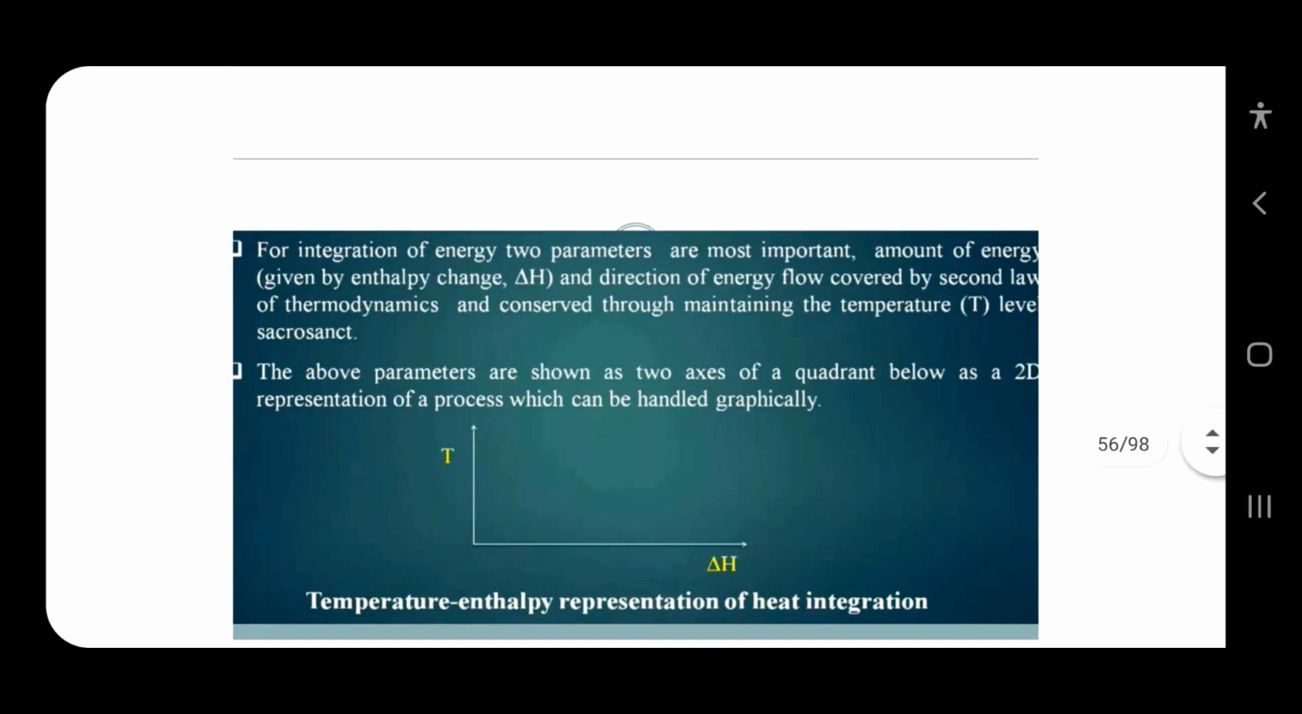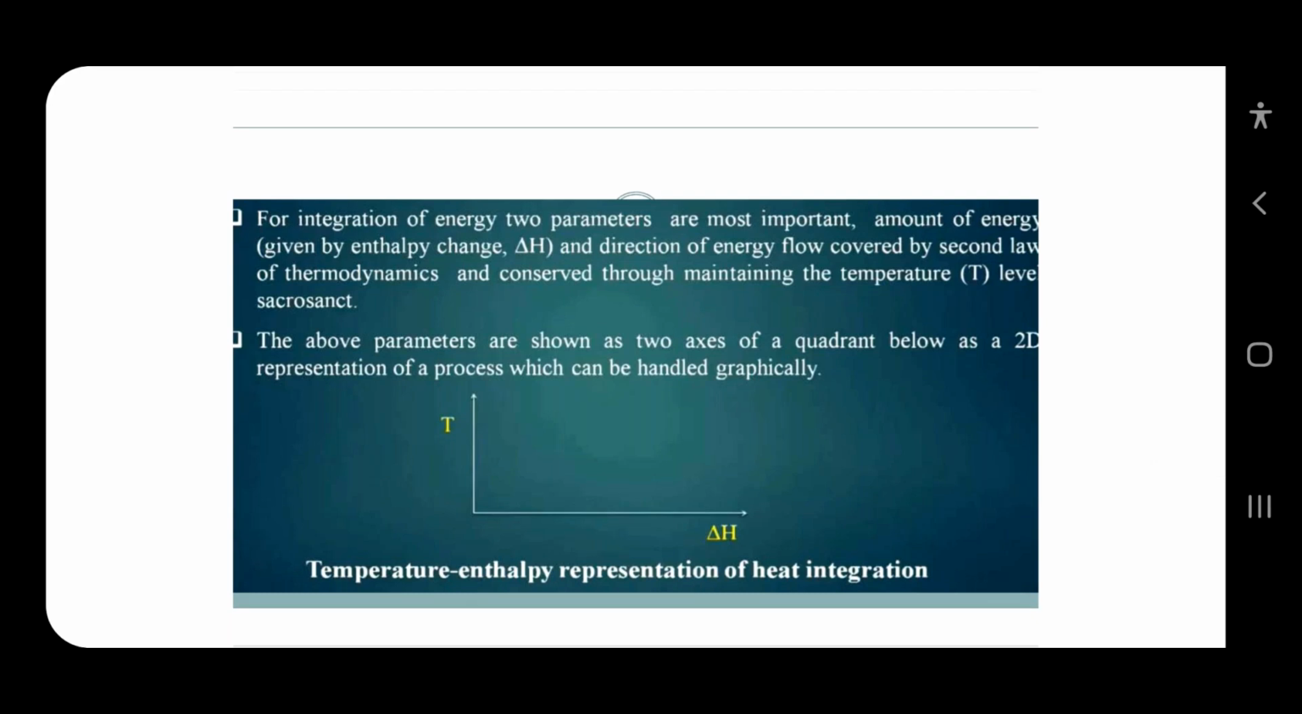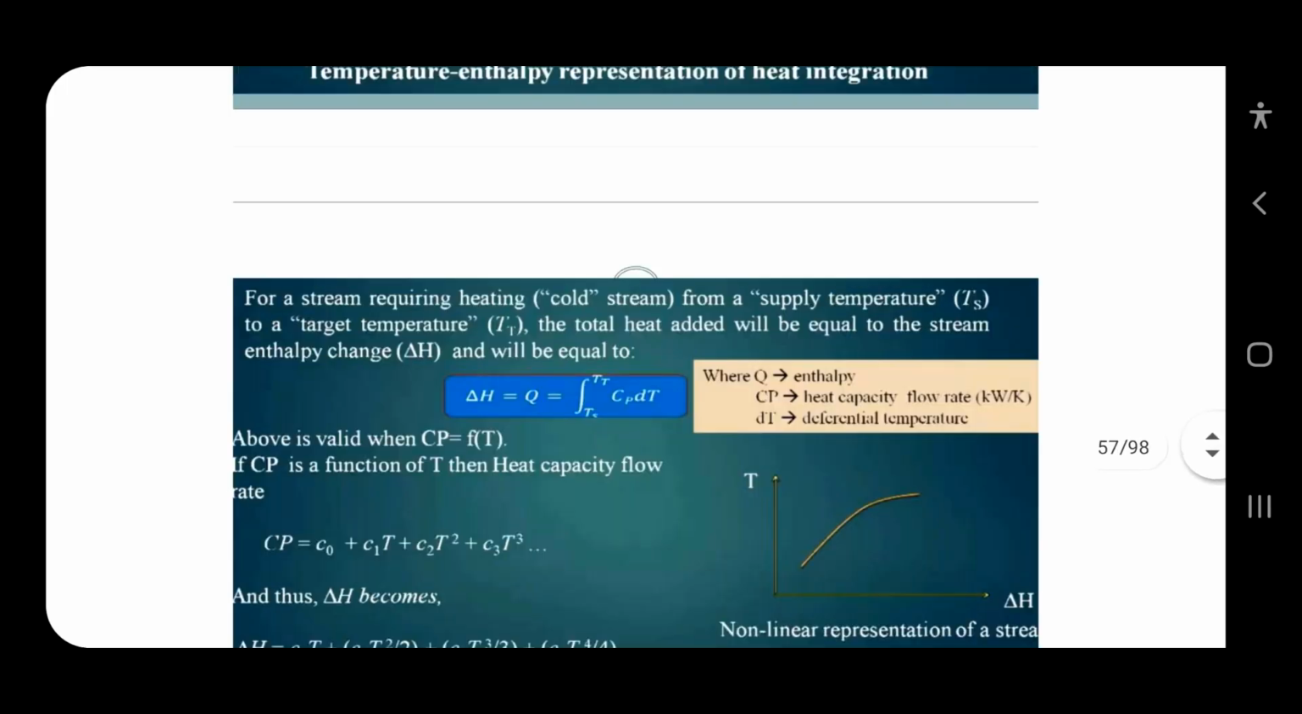So here is the graphical representation of temperature versus delta H. For temperature, you have the data extraction values, that is the supply temperature and target values. And you also have delta H values, MCP delta T. Then how do we plot first?